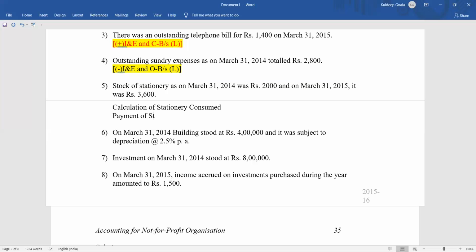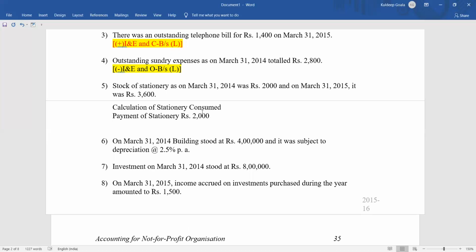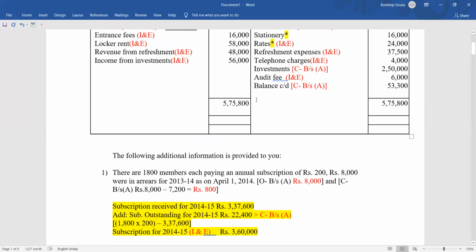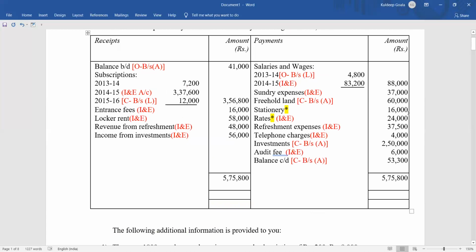Payment of stationery. How much was the payment of stationery? It was 2,000 rupees, right? Sorry, it was 16,000 rupees. We have just seen just now, it was 16,000 rupees. You can repeat it again, see that, no problem in that. Stationery, it was 16,000 rupees.